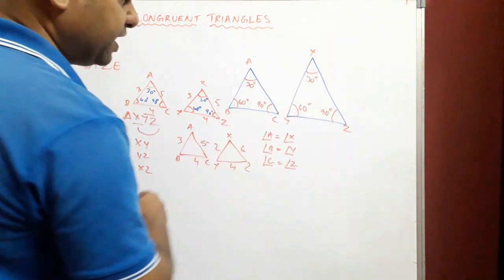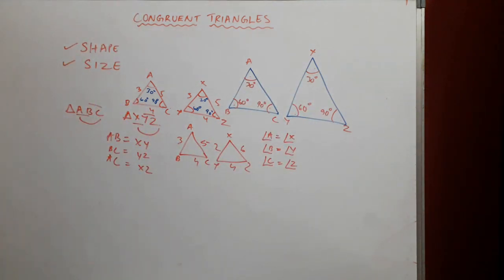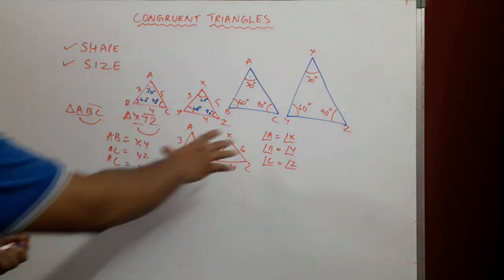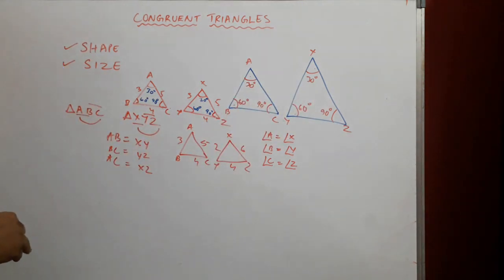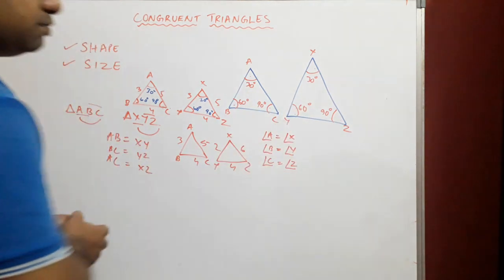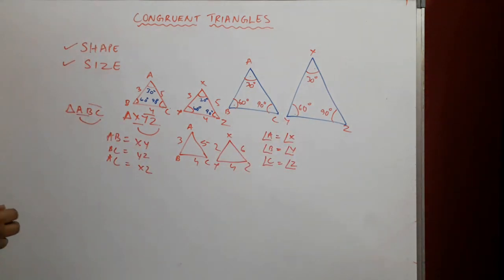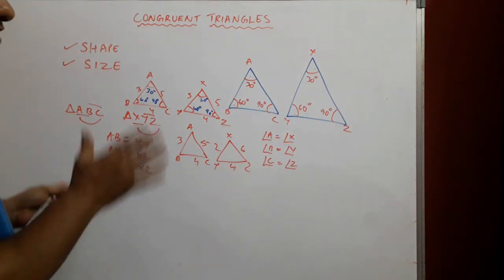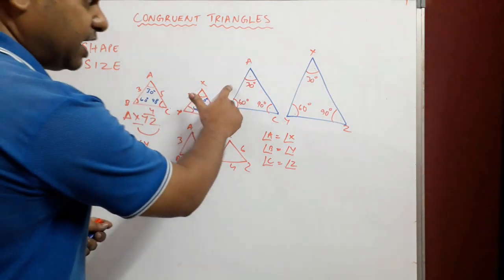Though the three corresponding angles of these two triangles are equal, they are not congruent. But why not? They are equal, right? So they should be congruent? No. They are not congruent for the simple reason that their sizes vary.